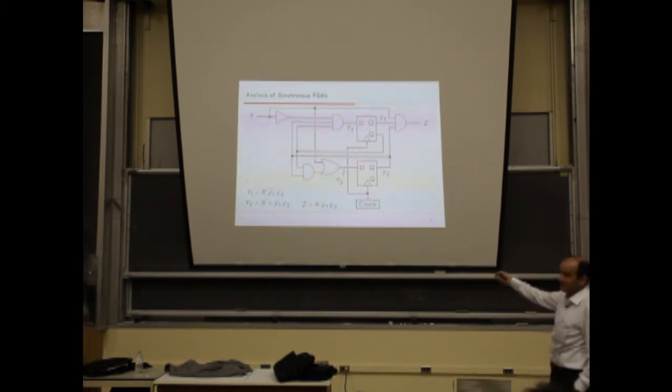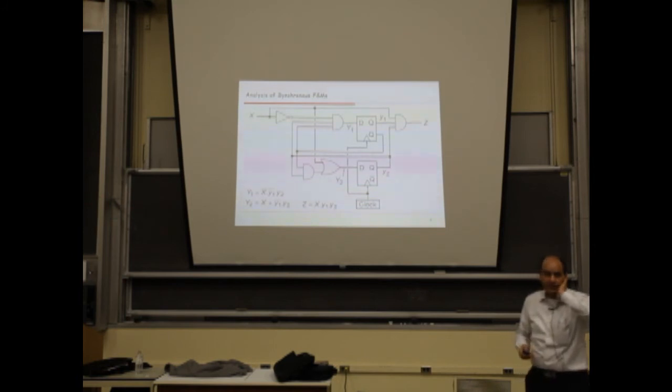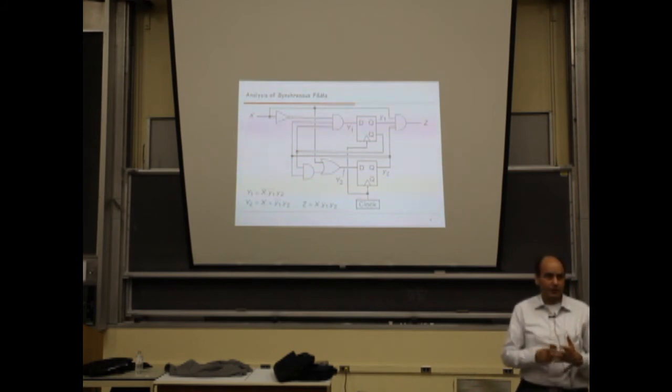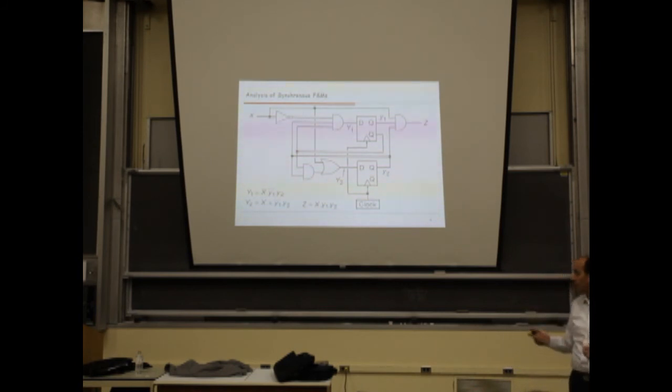So given a circuit like this, the question is to analyze it. How can we analyze this circuit to determine its behavior? As you can see, the circuit here has only one input X and only one output Z, and we need to analyze it. What does it mean? It means we need to determine its state table or state diagram, how many states we have, and also determine the output for each state and so on.